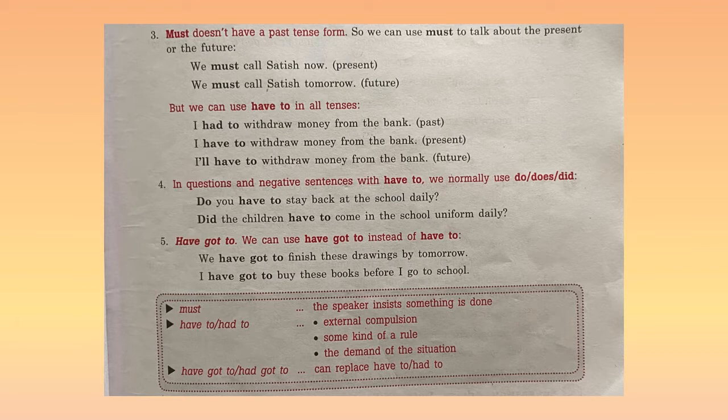So let's see how to summarize it. Must means the speaker insists something is done. Have to and had to are used for external compulsion, some kind of a rule or the demand of the situation. Have got to and had got to can replace have to and had to.